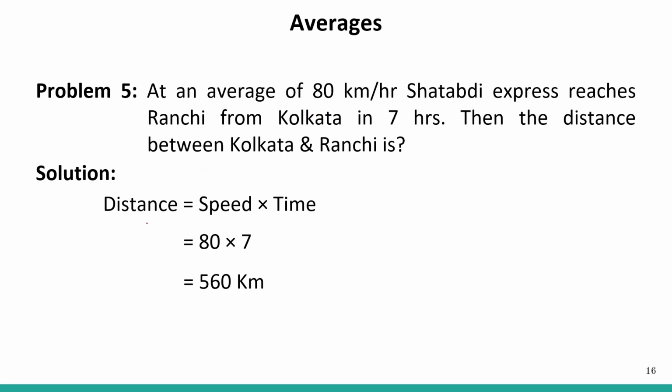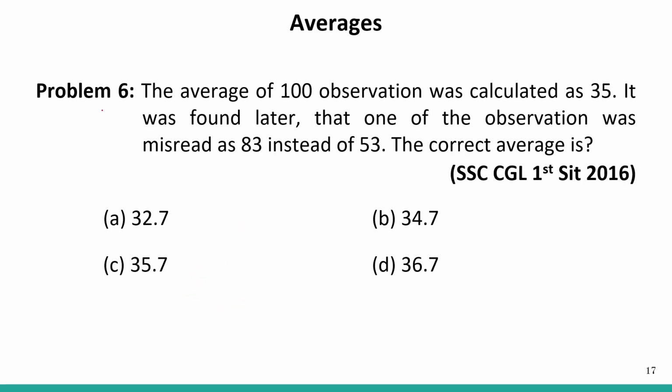So let's go forward with the step-by-step solution. So distance is equal to speed into time. So 80 into 7 is equal to 560 kilometers. So we have got the answer. So let's go forward with problem number 6.